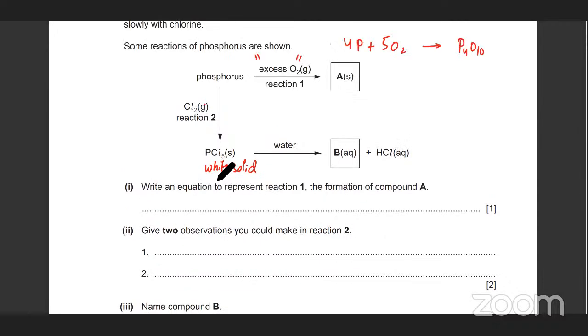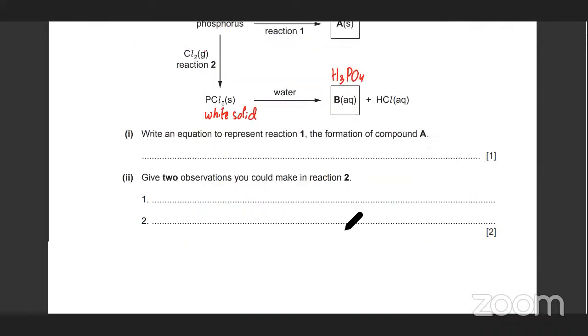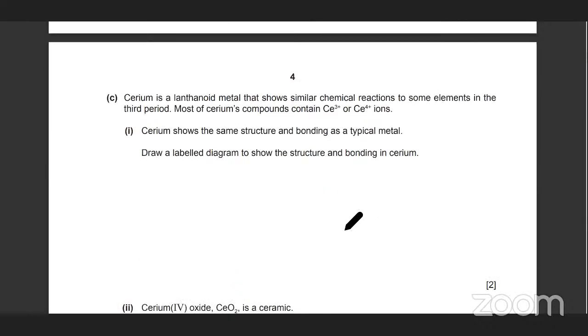Name compound B. What is B? Add PCl5 to water, you get 2 acids. What's the other acid? Phosphoric. Remember, hydrolysis happens, and it produces phosphoric acid. So that's done.